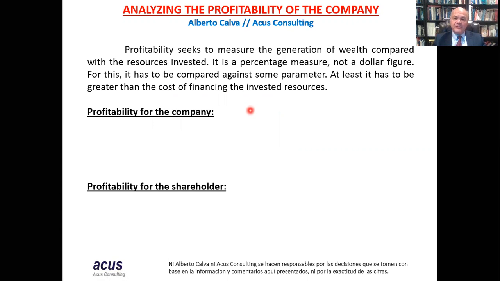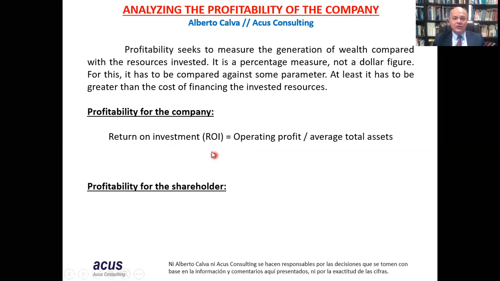For the profitability for the company, first, we use probably the most traditional and best known financial ratio in regards to profitability. And this is the return on investment, or ROI. And we are dividing operating profit by the average total assets. We're talking about operating profit, not gross profit, not net profit. Operating profit, this is sales minus cost of sales minus operating expenses. And then we're talking about the total assets, but we want the average.